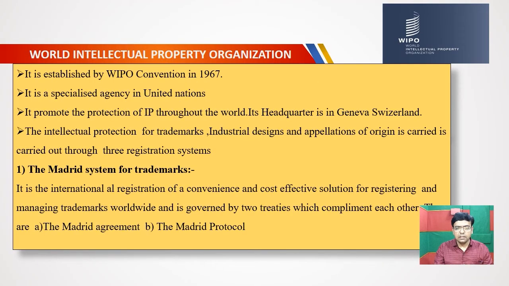Now, in this slide, we are focused on the World Intellectual Property Organization. It was established by the WIPO Convention in 1967. It is a specialized agency of the United Nations. It promotes the protection of intellectual property throughout the world. Its headquarters is in Geneva, Switzerland. The intellectual property protection for trademarks, industrial designs, and appellations of origin is carried out through three registration systems.